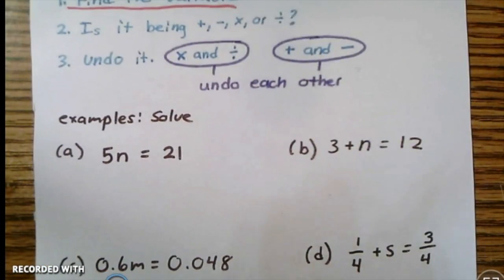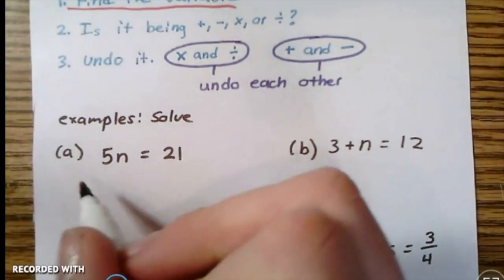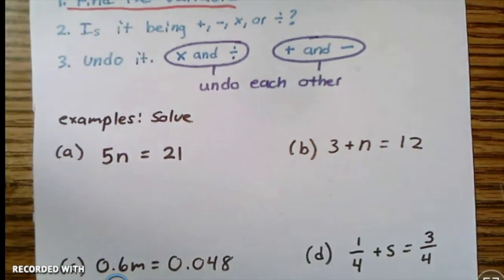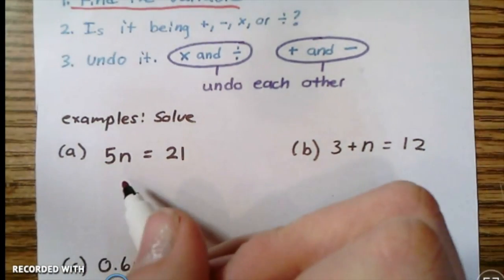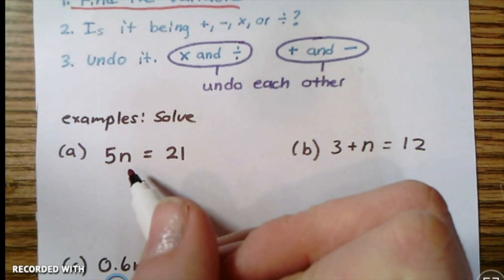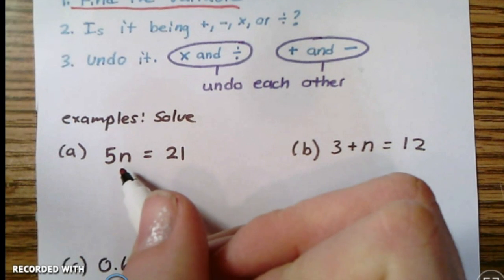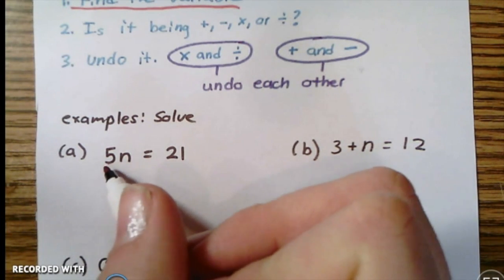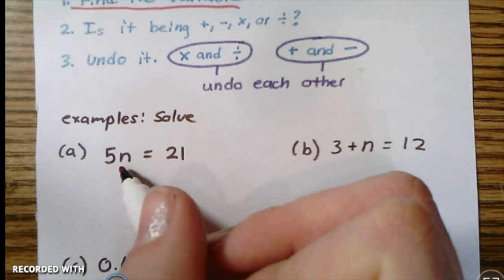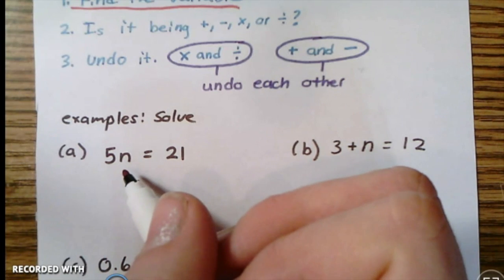Let's look at our examples, okay? So here we've got 5n equals 21. So first thing I'm gonna do, find my variable. n is my variable. Then I'm gonna think, what's happening to n? Right now, n is being multiplied. That's why they're next to each other. How do I undo multiplication?